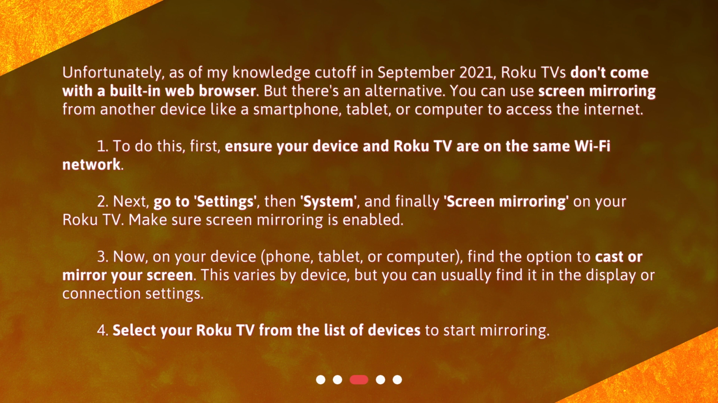2. Next, go to Settings, then System, and finally, Screen Mirroring on your Roku TV. Make sure screen mirroring is enabled. 3. Now, on your device, phone, tablet, or computer, find the option to cast or mirror your screen. This varies by device, but you can usually find it in the display or connection settings. 4. Select your Roku TV from the list of devices to start mirroring.